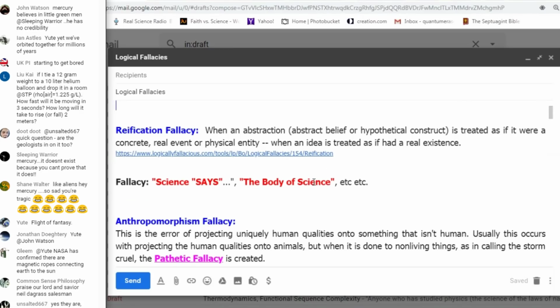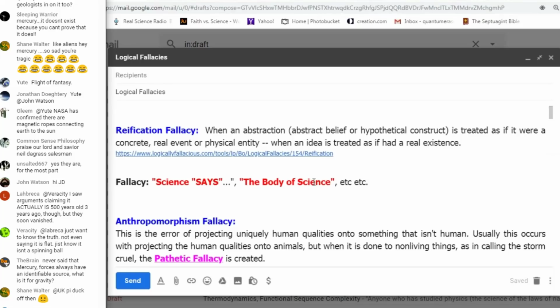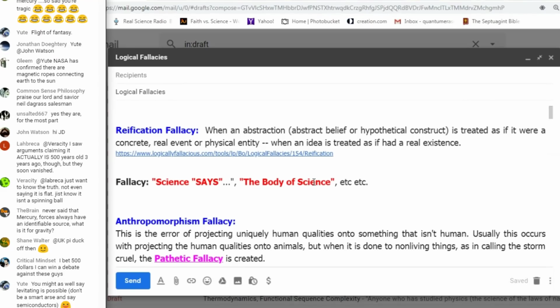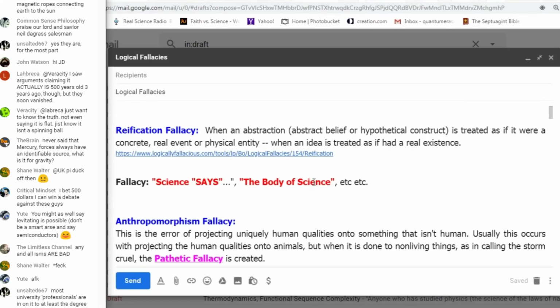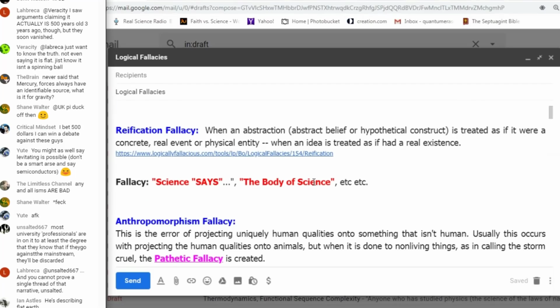So, a reification fallacy. This is when an abstraction or abstract belief or a hypothetical construct is treated as if it were a concrete, real event or a physical entity. It is when an idea is treated as if it had a real existence. And the headliners obviously are "science says," or science does this, science constructs. And listen, it doesn't do any of those things. Science is a concept. It's the scientific method. It doesn't say, it doesn't dance, it doesn't run, it doesn't jump, it doesn't do the hokey pokey, right? It's a method. It's not doing those things. That is a reification fallacy.